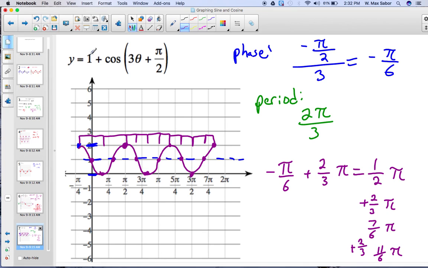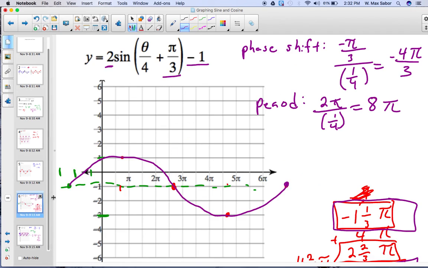Determine the equilibrium line, find the phase shift and the period. If it's cosine, find where each of the maxima occur. If it's sine, find where each of the equilibrium points occur, and then space out the other points appropriately.